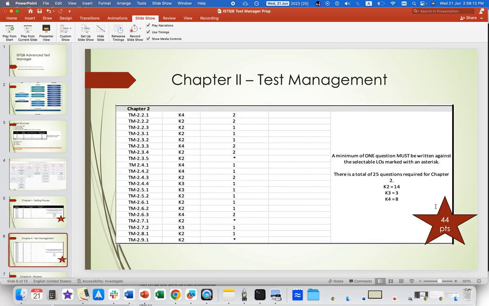so we can get as many marks as possible in the exam. Then in chapter 2, test management, this is the biggest chapter actually guys out of all 7 chapters, and there are a total of 25 questions here, and K2 14, K3 3 and K4 8. These are the number of questions per K level distribution, and you can expect 44 points from this chapter. So you know that this chapter is really important. You need to put really good focus in learning this chapter, because this is the biggest and the maximum number of points are coming from this chapter.